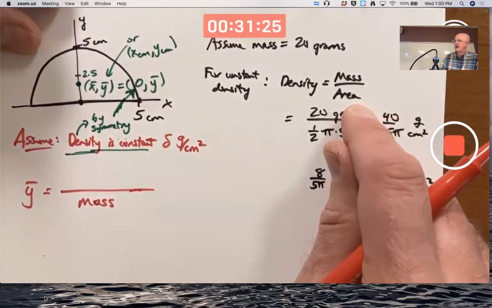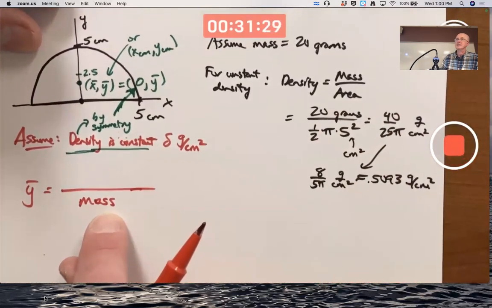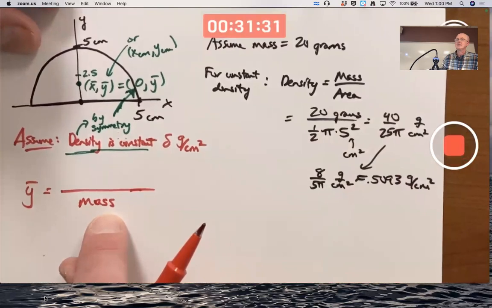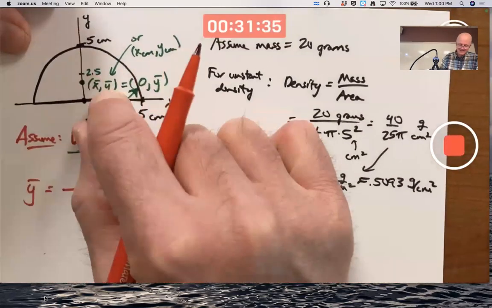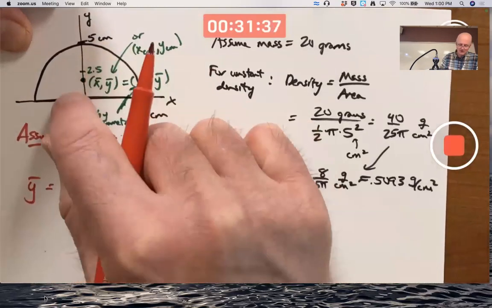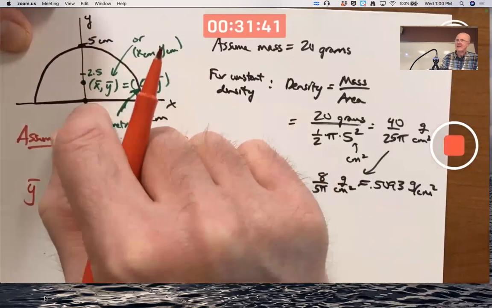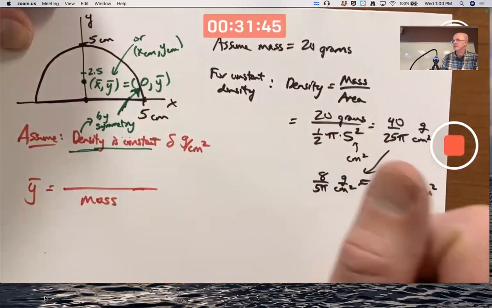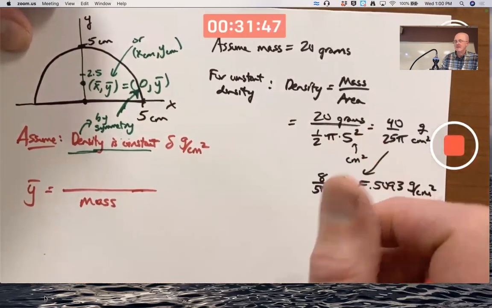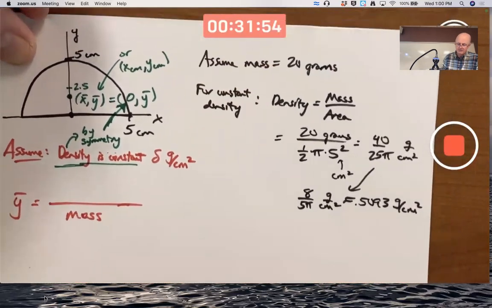If the density were not constant, to figure out the mass, you'd have to do an integral, a double integral for multivariable calculus, in fact. Unless the density were constant along either vertical slices or semicircles centered at that point, then you could figure out the mass by doing a single integral. So the bottom is the mass, again, which we are given here is 20 grams.